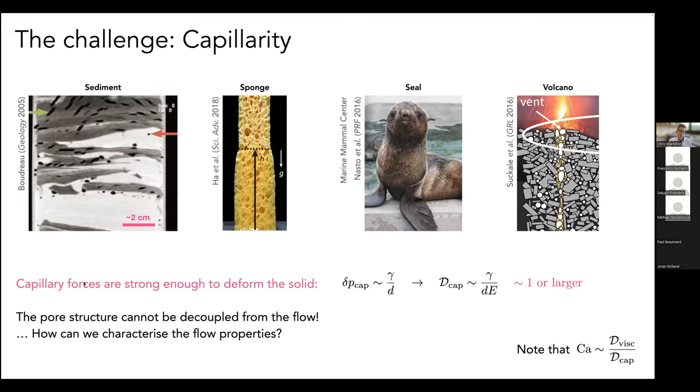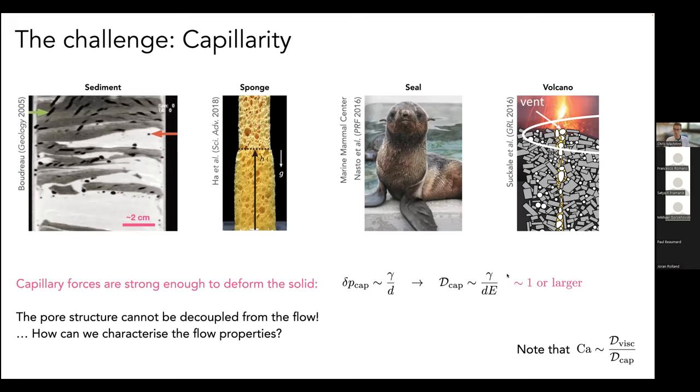So the problem is that the capillary forces themselves are strong enough to deform the solid. So I should really be thinking, instead of a viscous deformability like the one that I showed you before, of a capillary deformability, which I can define by calculating a rough estimate of the capillary pressure. So it's interfacial tension divided by pore size or grain size or whatever. And then my capillary deformability is my interfacial tension relative to a length scale times my stiffness. And in all of these systems, that number is not small, and I have no way to make it small.